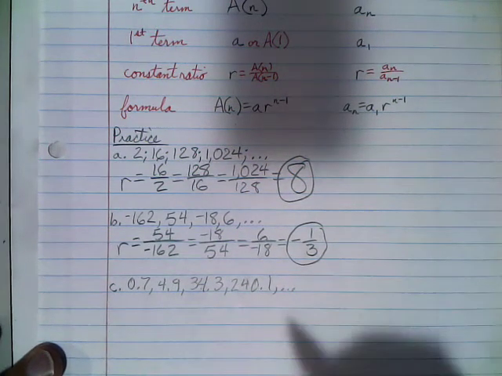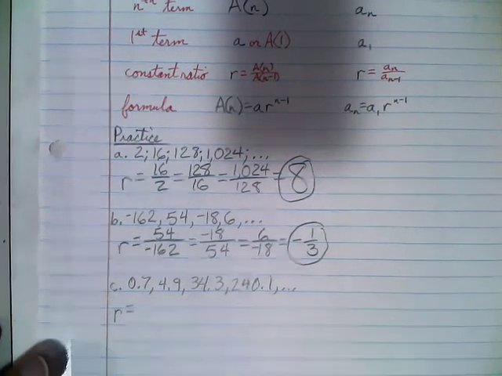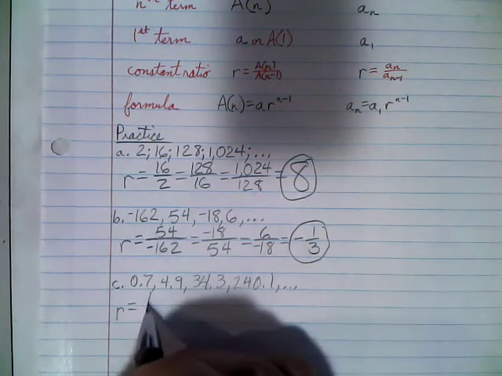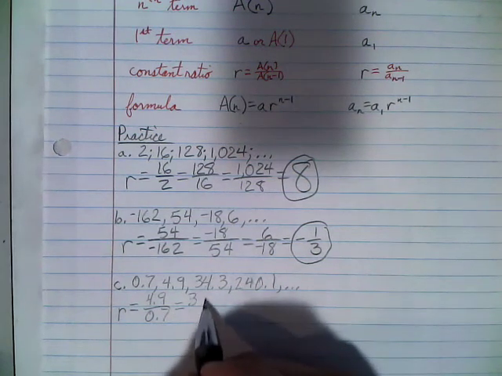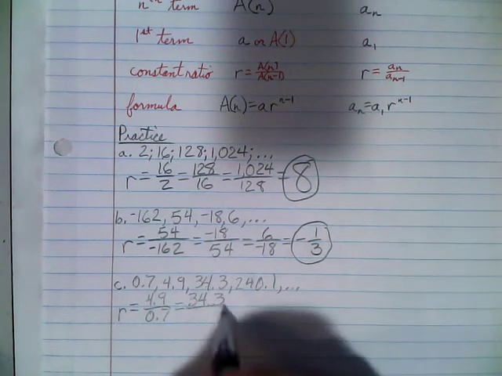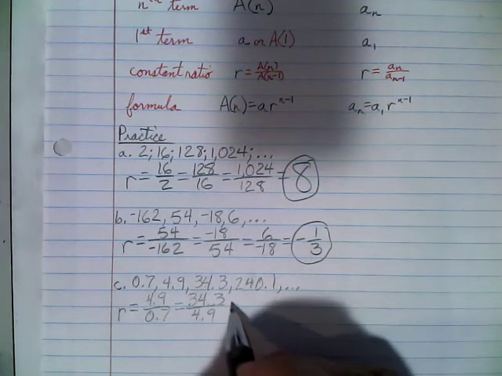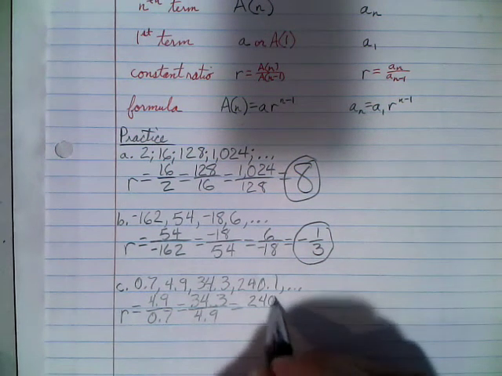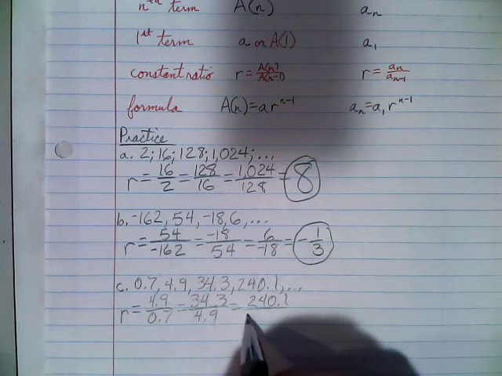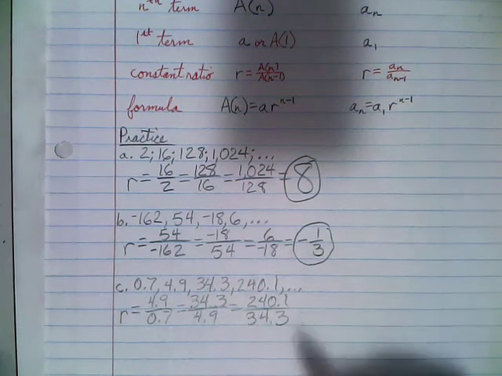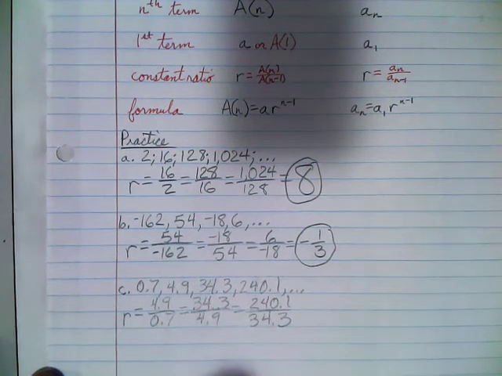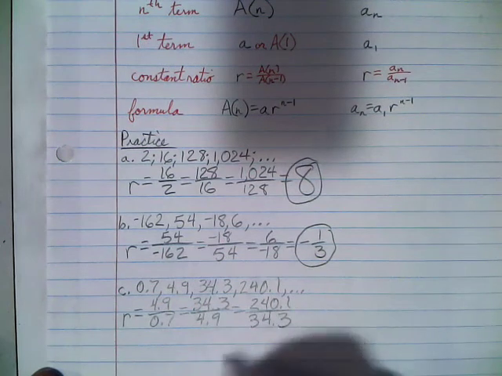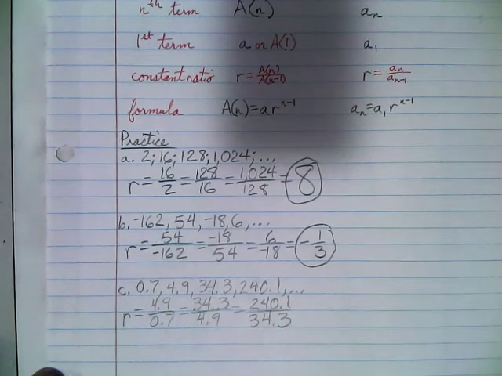So, ellipsis. Again, if this does have a constant ratio, it should be 4.9 over 0.7, which should also be equal to 34.3 over 4.9, which should also be equal to 240.1 over what's before it, 34.3. Well, obviously, if you imagine multiplying this by 10 over 10, this is just 49 over 7, so it should be 7. Also multiply this by 10 over 10 and that by 10 over 10 makes all these whole numbers.